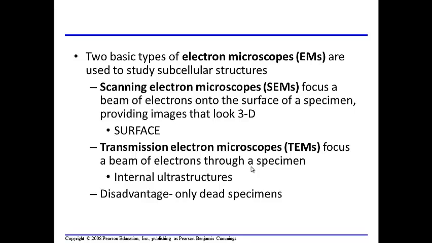Scanning electron microscopes, or SEMs, both scanning and transmission use beams of electrons to provide us images. Now, the scanning electron microscopes focus in on the surface of a specimen, and then we're able to kind of see them in 3D, okay? And I'll show you images of that next, with the next slide. And transmission electron microscopes, on the other hand, with these microscopes, we can see the internal ultrastructures, okay?